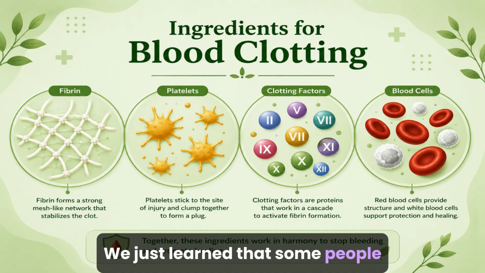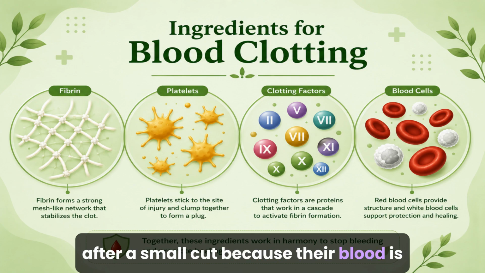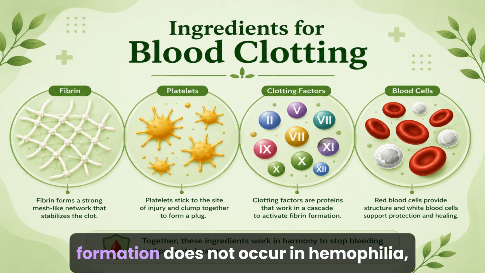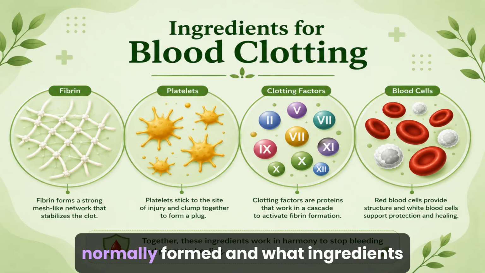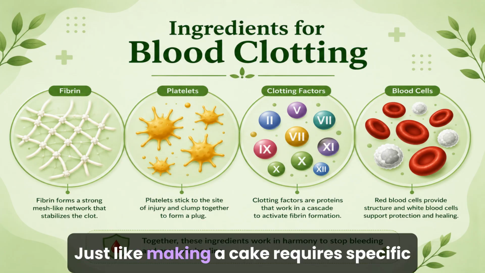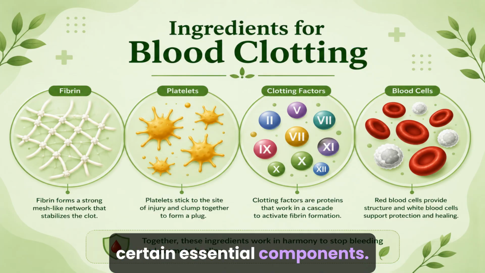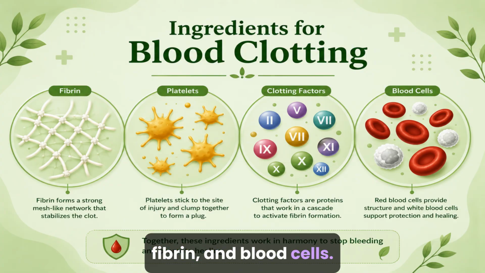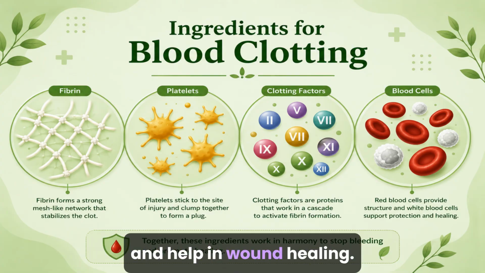We just learned that some people continue bleeding for a long time even after a small cut because their blood is unable to form a proper clot. But before we understand why clot formation does not occur in hemophilia, let's first understand how a blood clot is normally formed and what ingredients are required for clot formation. Just like making a cake requires specific ingredients, blood clotting also needs certain essential components. These include platelets, clotting factors, fibrin, and blood cells. All of these work together in a coordinated manner to stop bleeding and help in wound healing.